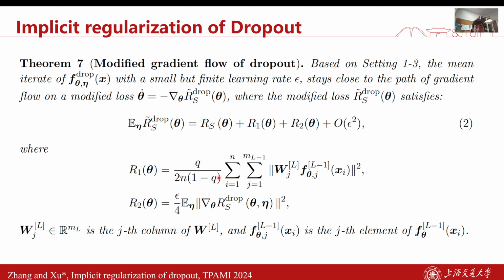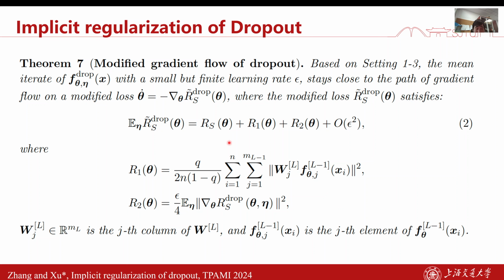And this term is irrelevant to the learning rate. So even if your learning rate goes to 0, this term still remains. This is very different from stochastic gradient descent regularization. And this term R1, we don't explicitly add to the loss function, so we call it the implicit regularization of dropout.